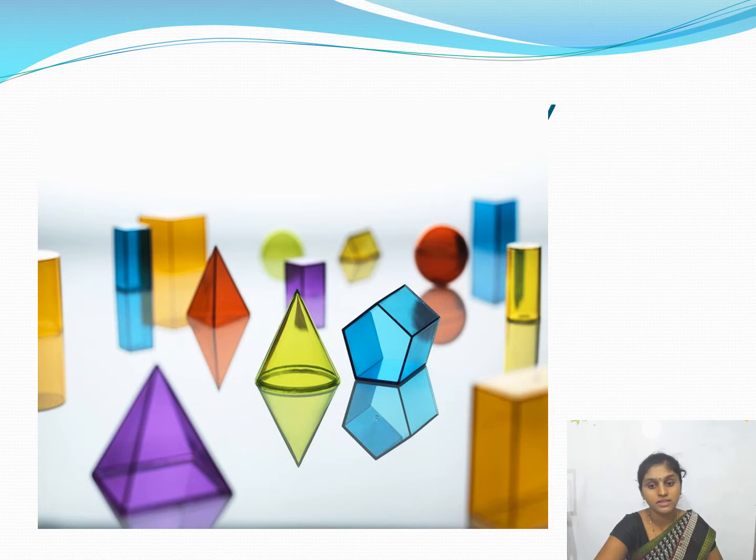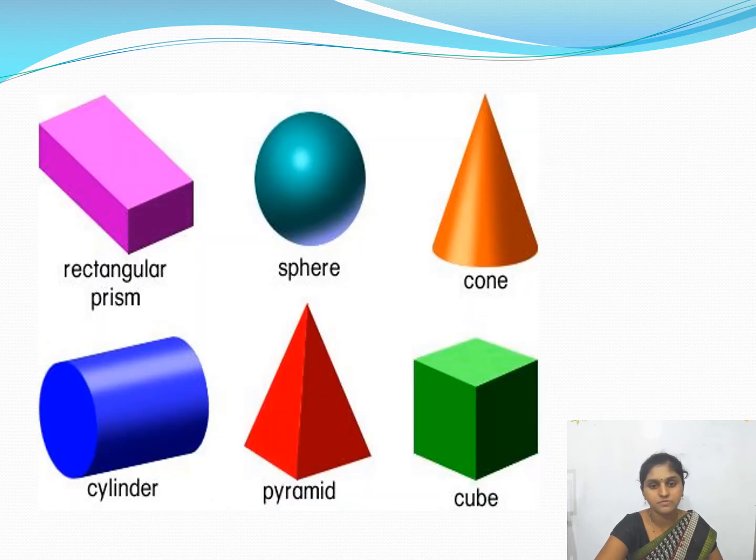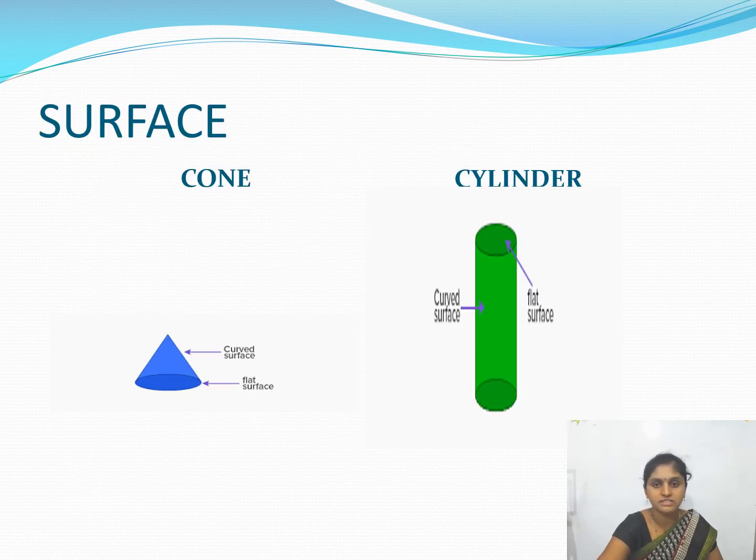You are seeing a variety of designs with colors. Yes, these are the solid shapes. Here are some solid shapes: rectangular prism, sphere, cone, cylinder, pyramid and cube. Already we have learned what properties they have, how many vertices the cone has, how many diagonals, all those things. So again we are revising the same thing.